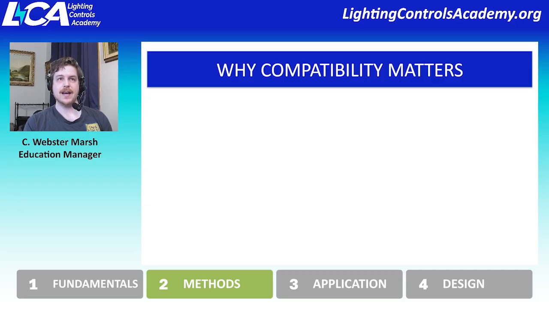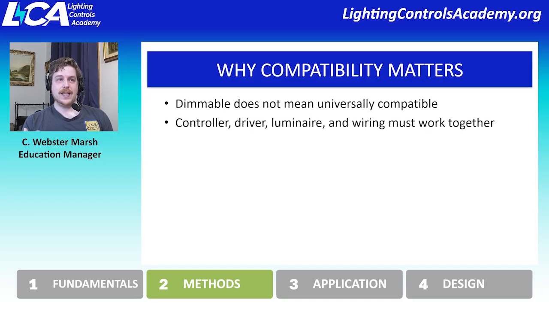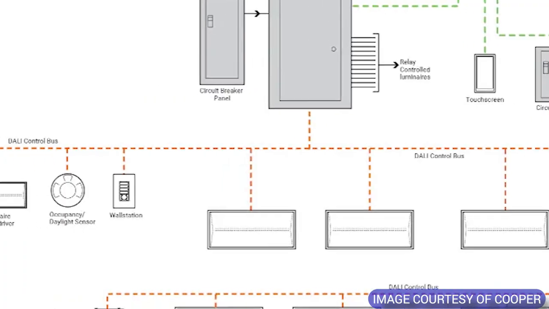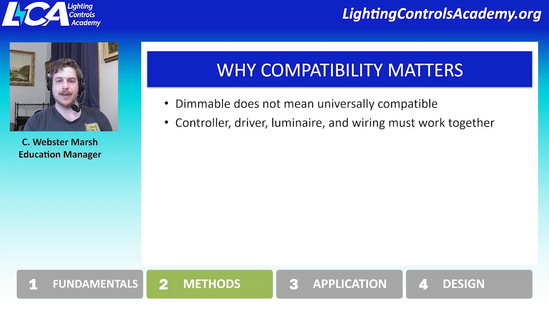Why compatibility matters is dimmability really doesn't mean dimmable. It doesn't mean universally compatible. It just means that it can dim to some degree, whether that's goes from 100% to 90%, or it actually dims the whole range, really varies. So that term really doesn't mean a whole lot. So making sure that the controller, the driver, the luminaire, and all the wiring is in concert together is really the critical component there, verifying that compatibility to make sure that you have the best success for high quality dimming.